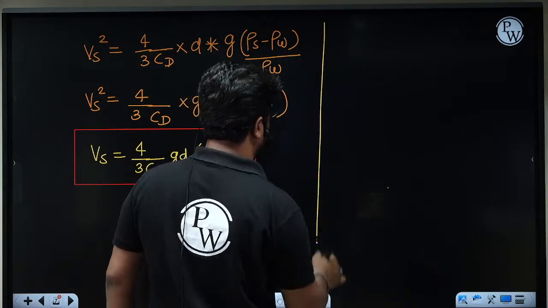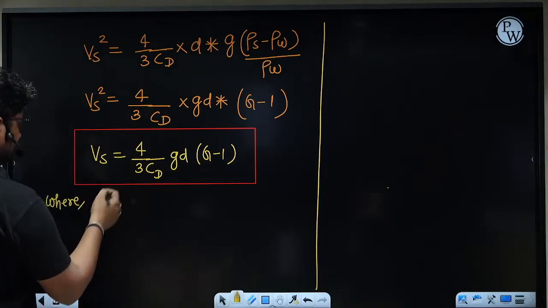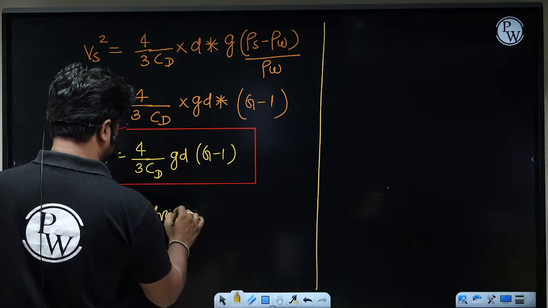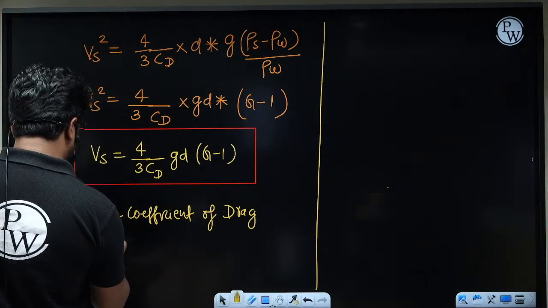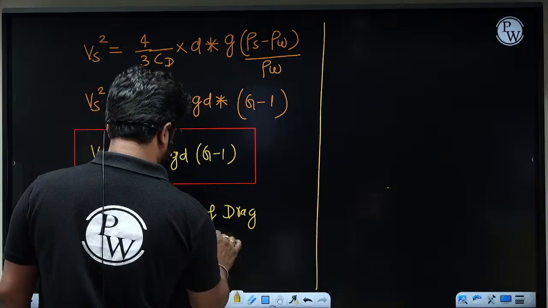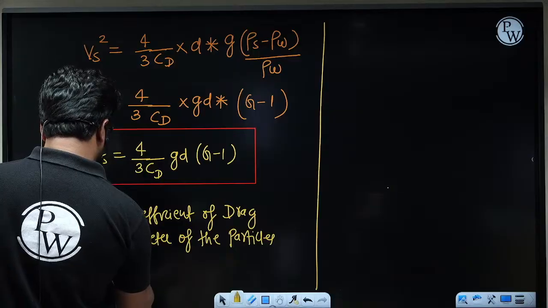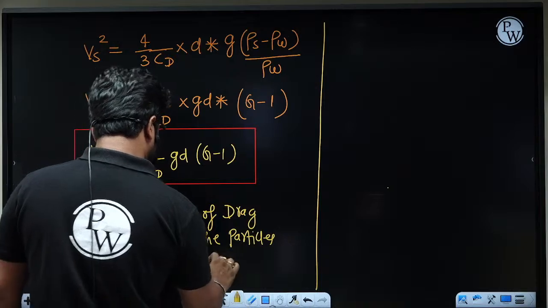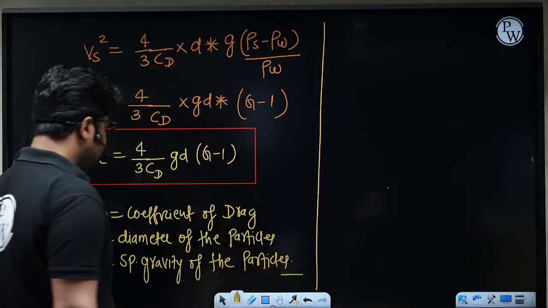Where CD is the coefficient of drag, D is the diameter of the particle, G is the specific gravity of the particle. Specific gravity of the particles.